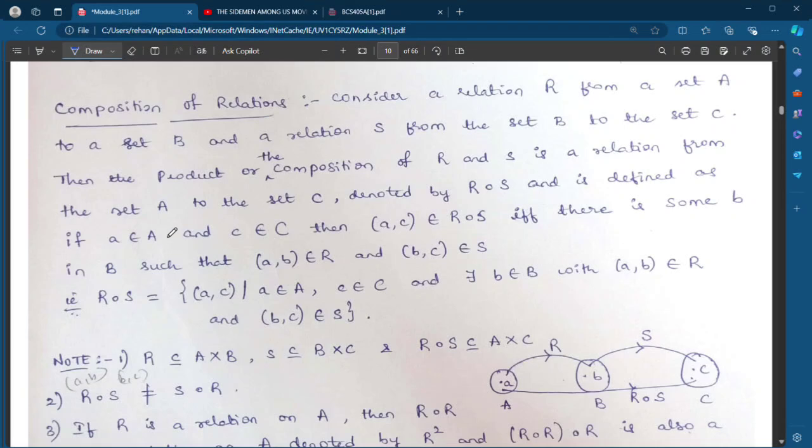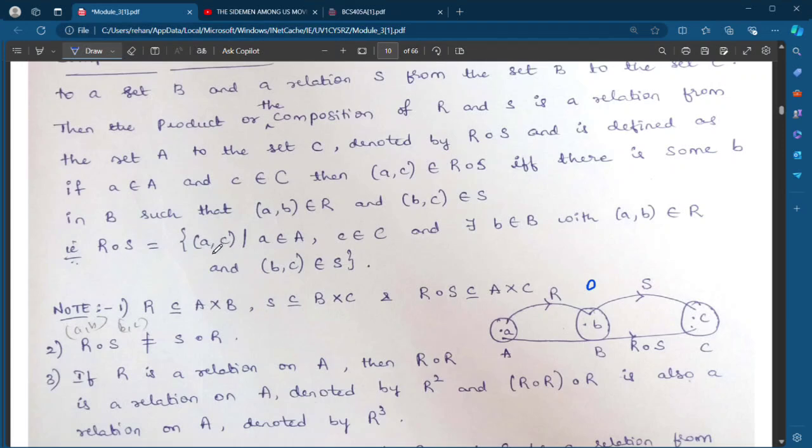This will happen when a belongs to A and c belongs to C, then (a, c) belongs to R composition S. A to B is R, B to C is S, A to C is nothing but R composition S, if and only if there is some b in capital B such that (a, b) belongs to R and (b, c) belongs to S. That is, R composition S is equal to {(a, c) such that a belongs to A, c belongs to C, and there exists b belongs to B with (a, b) belongs to R and (b, c) belongs to S}. Simple thing, just generalizing.